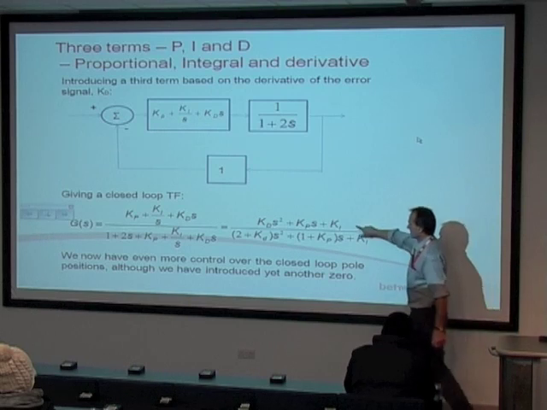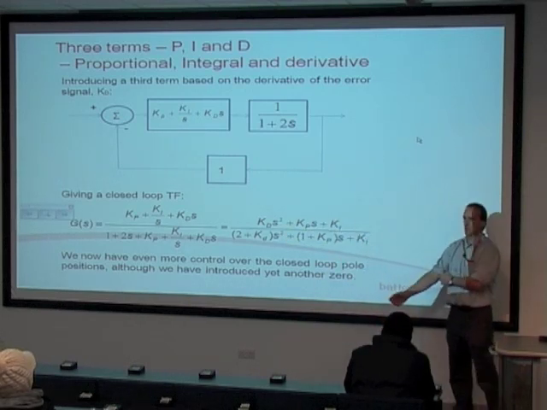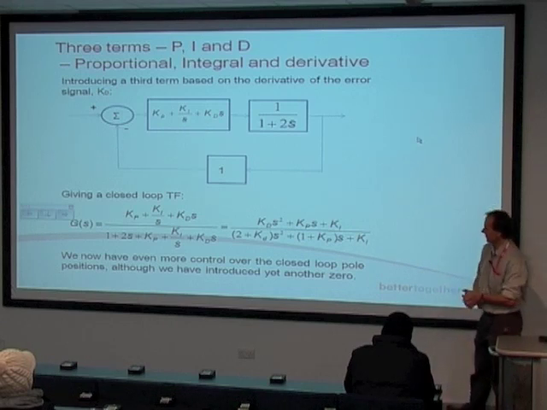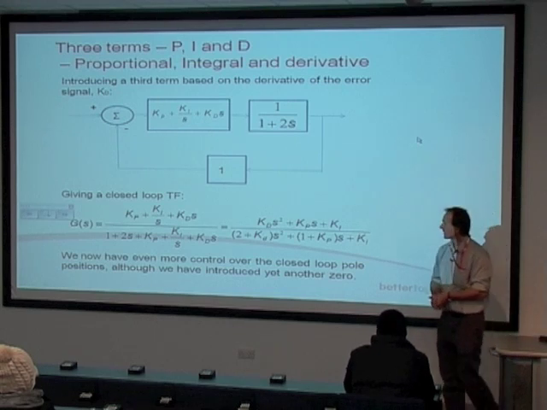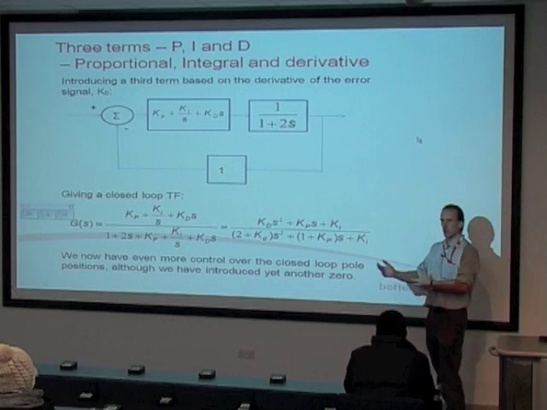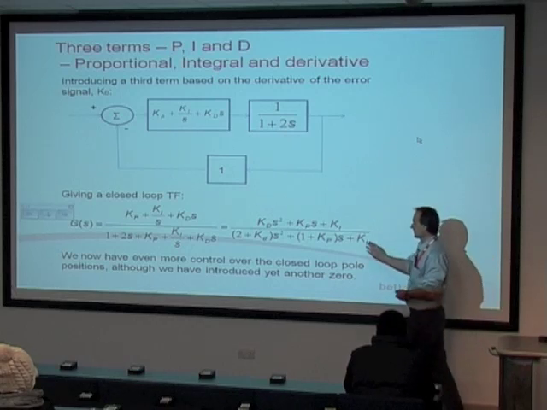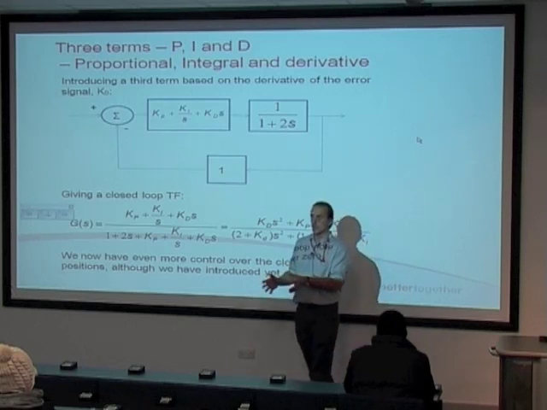Unfortunately, I've introduced another zero, which is going to give me some issues because it complicates the matter. So that's a bit of a downside to this arrangement. Why do I need that extra control? Well, I could already put my poles where I wanted, so why do I do this? And it's perhaps easier to go back to thinking about the example.